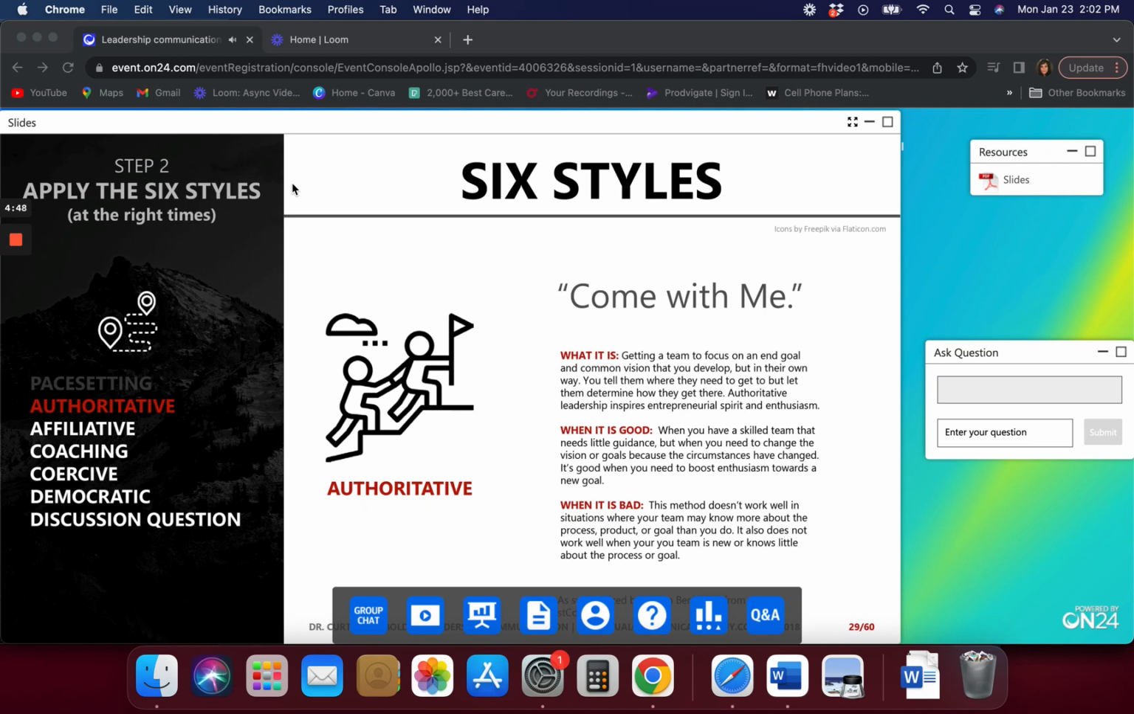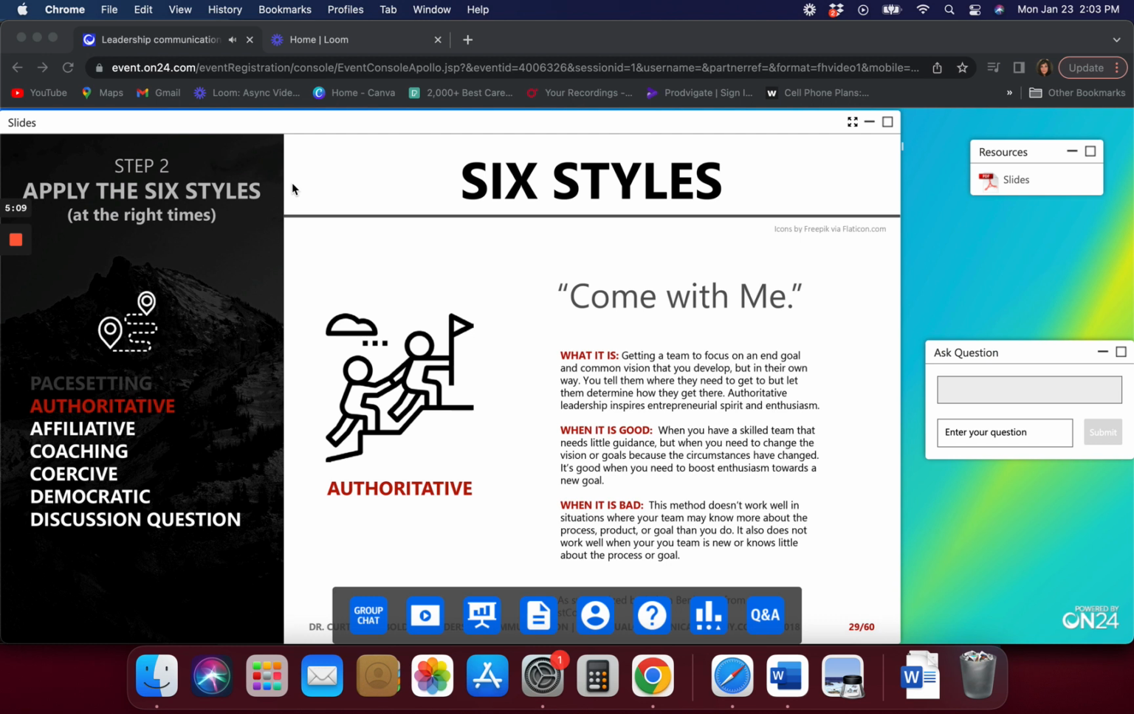So when is it good? Well, when you have a skilled team, again, that needs little guidance, but when you need to change the vision or goals because the circumstances have changed. It's good when you need to boost enthusiasm toward the new goal. So if you're changing, you say, okay, we're going to make this the new goal. Again, you can figure out how to get there, but we have to follow this new goal. It tends to be a good space for the authoritative method.